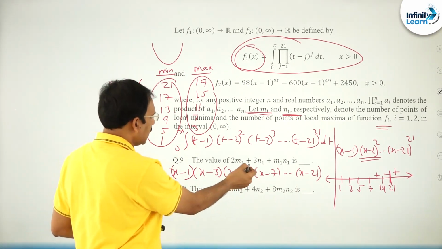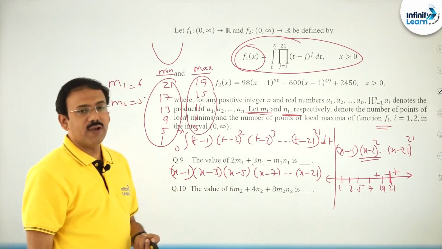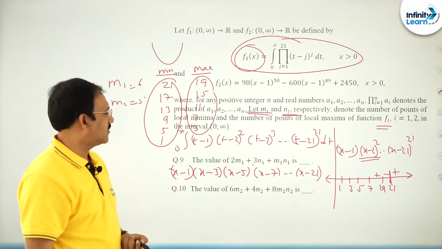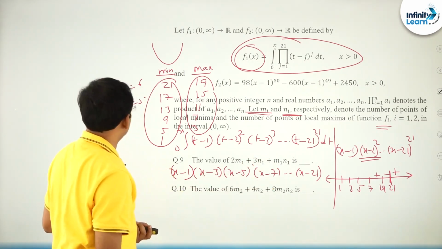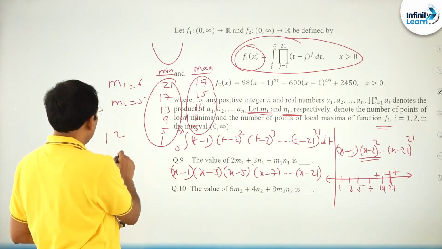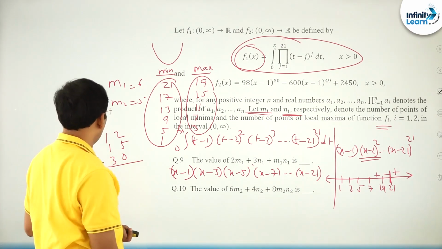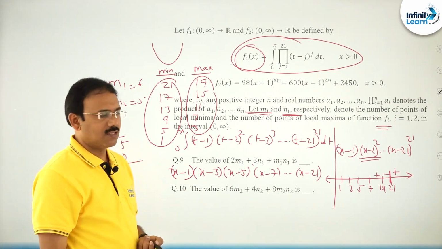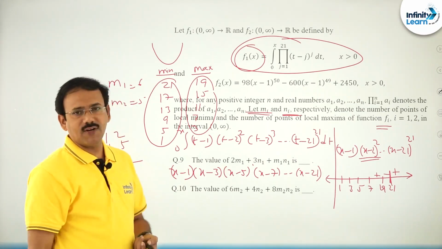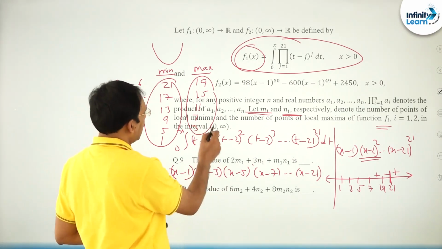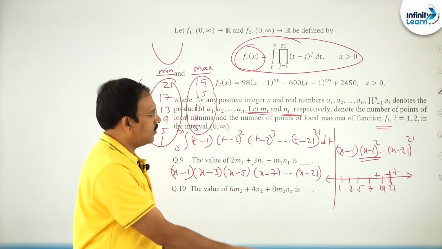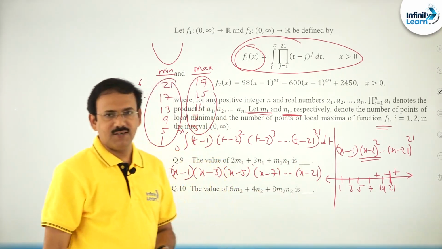So, friends, he is asking us to compute 2m1 plus 3n1 plus this. That is all. You just substitute in this: 2m1 is 12, 3n1 is 15, and m1 n1 is 30. That is 57, which is going to be the answer. In the same way, my dear friends, I think you got my point. I have taken the function, I have taken the derivative, and I just applied the wavy curve method.